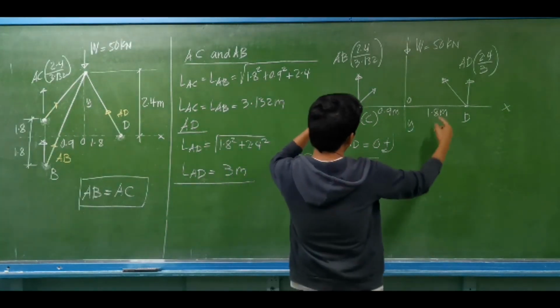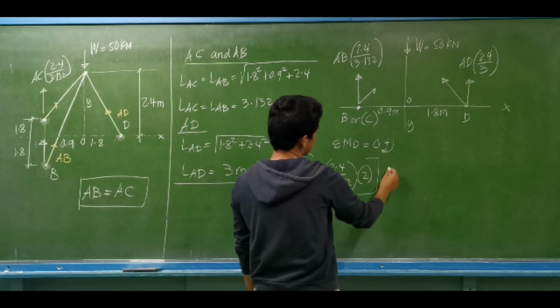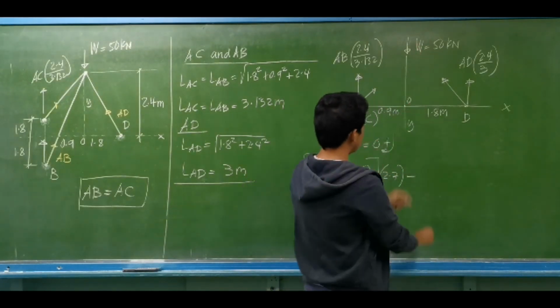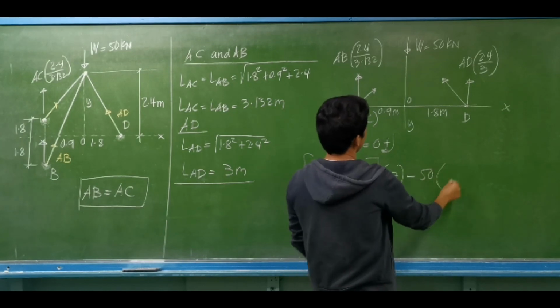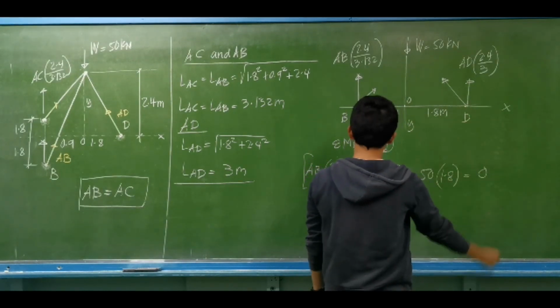How far is this point B from point D? 1.8 plus 0.9 is equal to 2.7. Minus the weight, 50 kilonewtons, how far from point D? It is 1.8 meters, equal to 0.